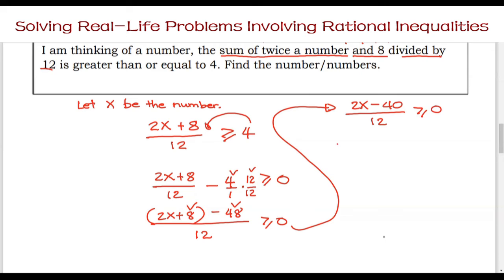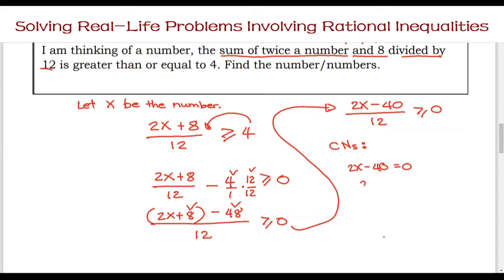So, critical numbers. Wala naman tayo sa denominator kasi 12 lang. Walang magpapa-0 sa 12 kasi it's a positive 12. So, numerator lang. So, you're going to have 2x minus 40 equal natin sa 0.